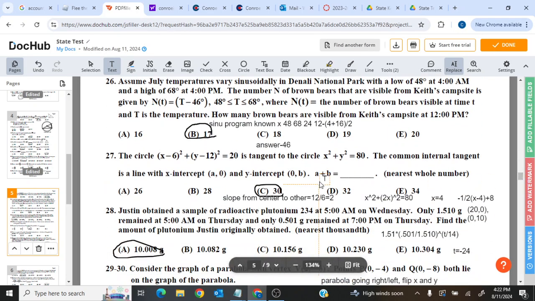27, consider this circle that's tangent to this other circle. The common internal tangent is aligned with an x-intercept of (a, 0) and a y-intercept of (0, b). What is a plus b?